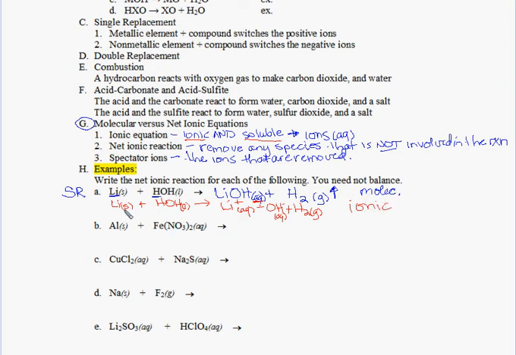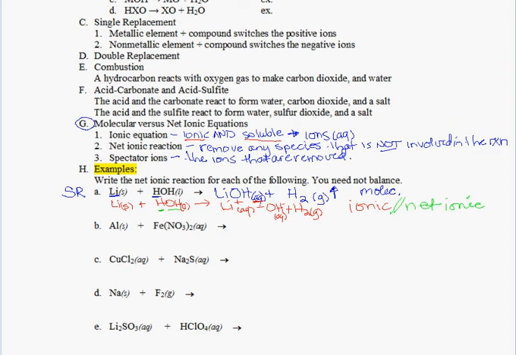Now, if you notice, there's no ion or species that didn't change. Our lithium went from a solid to an aqueous ion. Our hydrogen went from being part of a compound into a gas, and our hydroxide was part of a compound and turned into an ion. So nothing is going to be deleted, and since nothing is going to be deleted, this would also be considered our net ionic equation.